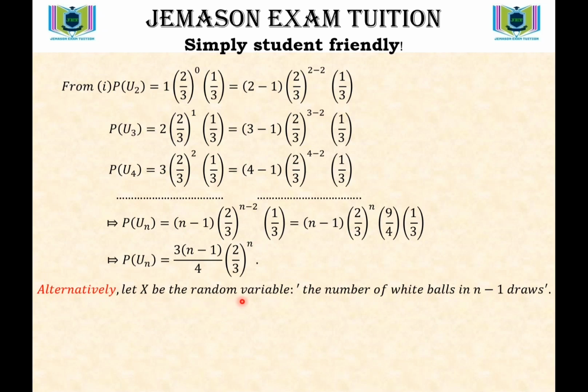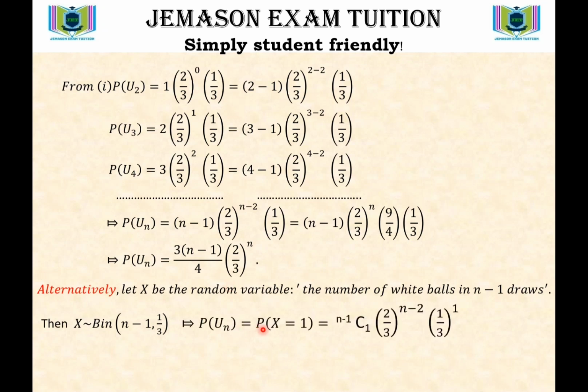So we let X be the random variable, the number of white balls in n-1 draws. Then X follows the binomial distribution with parameters n-1 and 1/3, because the probability of having a white ball is 2/6, which is 1/3, and it is constant. From there, P(U_n) should be P(X=1), because we are required to find the probability of having exactly one white ball in the first n-1 trials. So P(U_n) equals P(X=1).